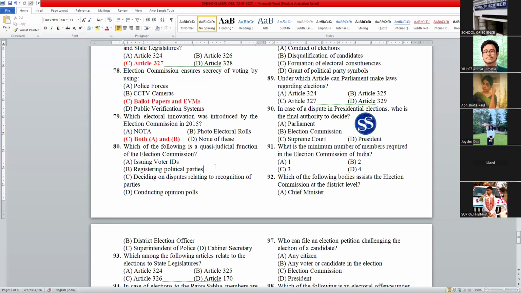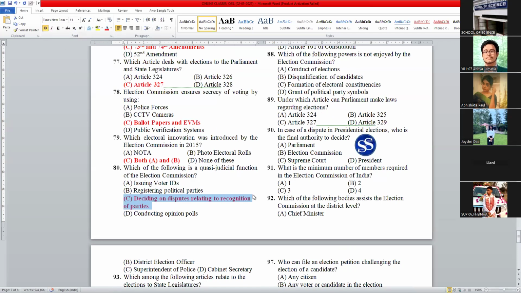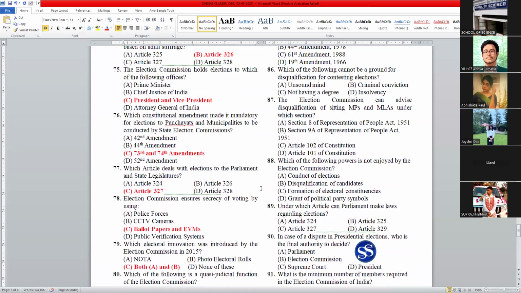Okay, question number 80. Which of the following is the quasi-judicial function of the Election Commission? Deciding on disputes relating to recognition of parties. Very good. Deciding on disputes relating to recognition of parties. That comes under a quasi-judicial function of Election Commission.